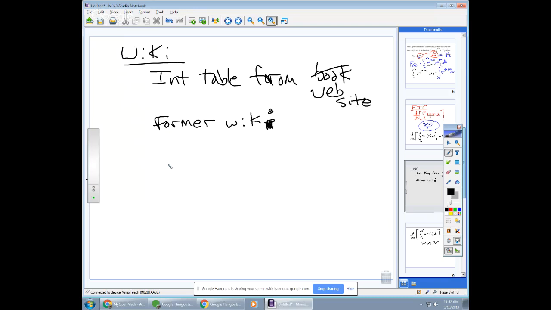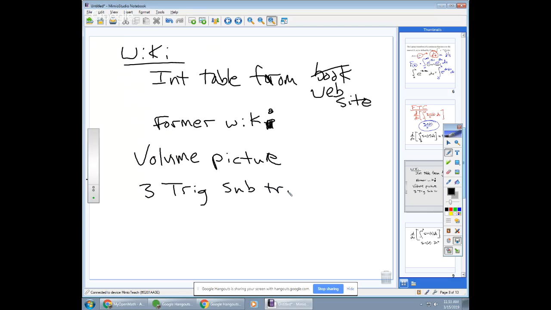Rob gave me a suggestion. The volume pictures, the 4 different kinds of volumes. Volume picture cheat sheets. The 3 trig substitution triangles. We would do all basic derivatives. I agree. It's gonna be a book.